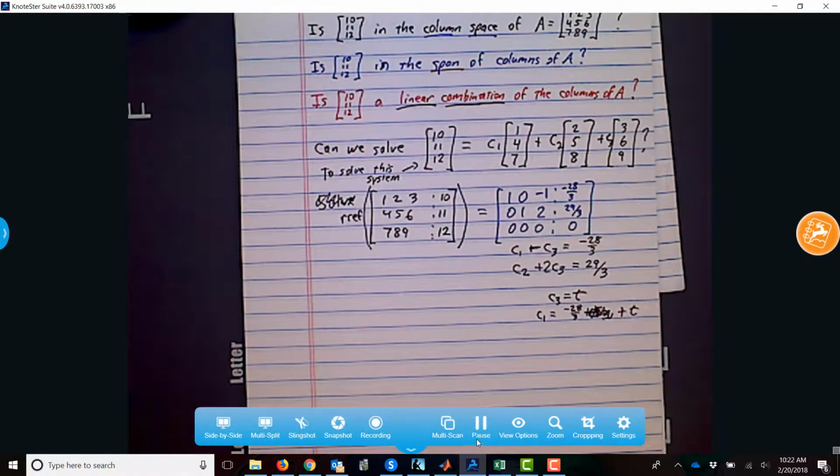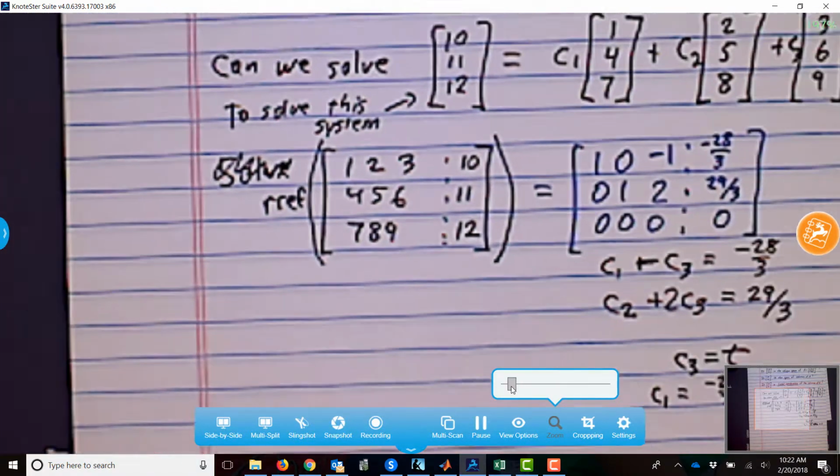So I should really zoom in a little bit. I don't know if I said it the right way, but sorry. That's okay.